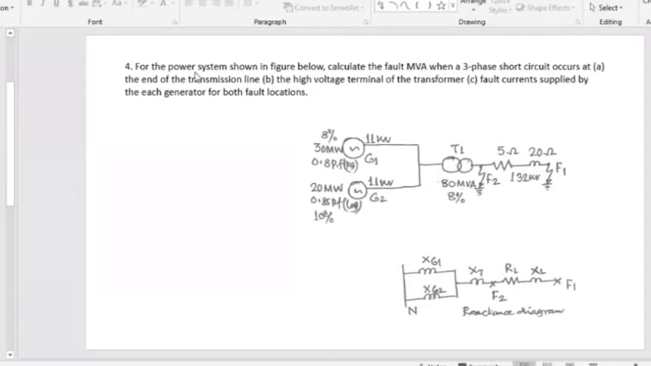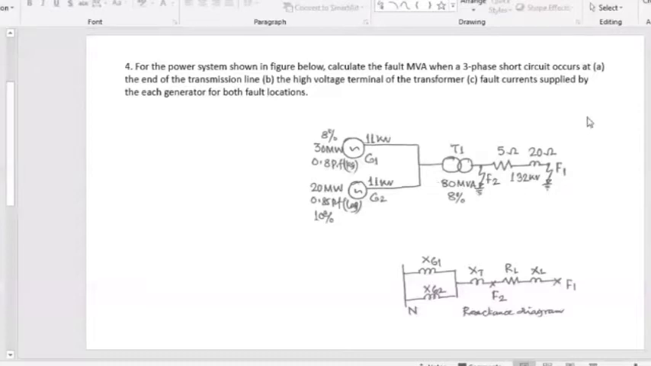So what the problem is saying: for the power system shown in the figure below, calculate the fault MVA when a three-phase short circuit occurs at the end of the transmission line, the high voltage transmission, and the fault currents supplied by each of the generators. So there are two fault locations. That is what is shown in the diagram.